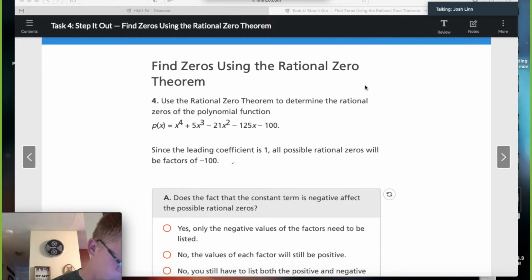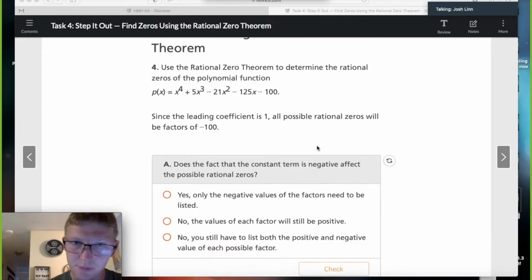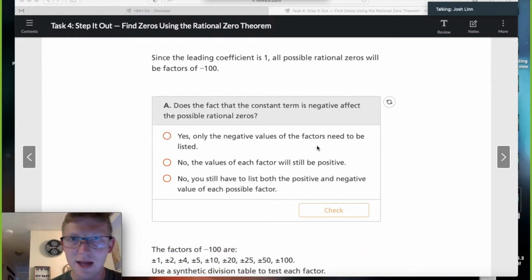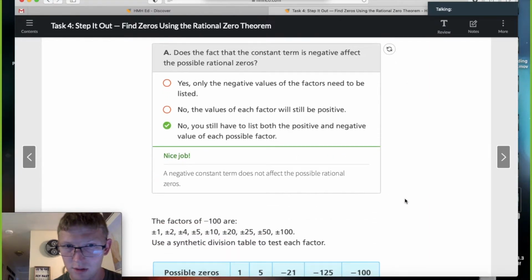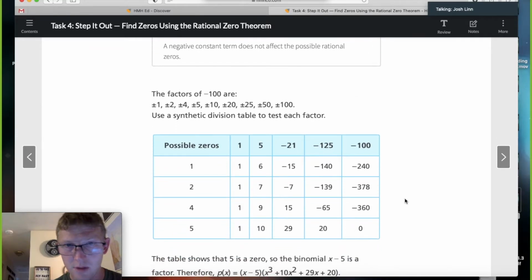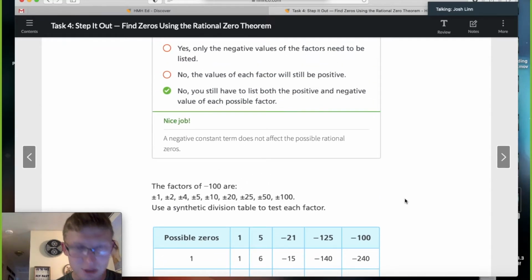Having 100 right here makes it a little more challenging. There's probably a lot of factors there. But hey, we'll figure it out. So does the fact that the constant term is negative affect the possible rational zeros? No. The values of each factor will still be positive and negative. Yay. So they just so conveniently list out all of our factors.